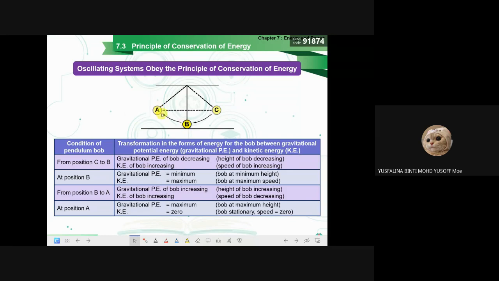Okay, at a point between B and A, maybe half. They are in the process of changing the energy. So at point A again, the GPE is maximum and the KE is 0. So that's how the energy is converted in the pendulum, by using the simple pendulum oscillation.